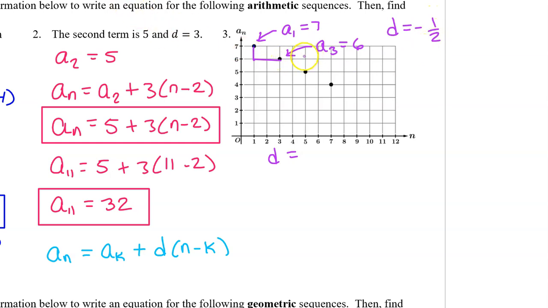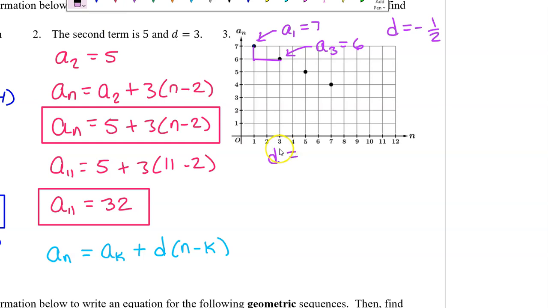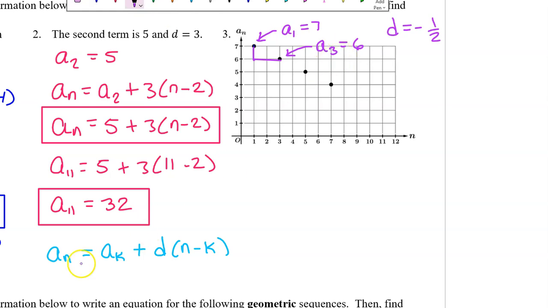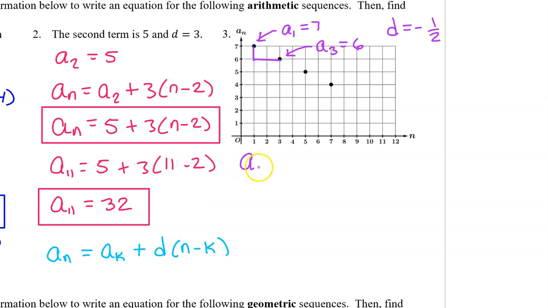Now, if you didn't think of that, you could just calculate it as we did in the previous problem. So I am going to go ahead and do that. So using the formula, let's put a3 in for an. So we get a3 equals, and let's put a1 in for ak. And that's going to be plus d times n minus k, so 3 minus 1. a3 was 6, and a1 was 7. And then 3 minus 1 is 2, so that'll be 2d.